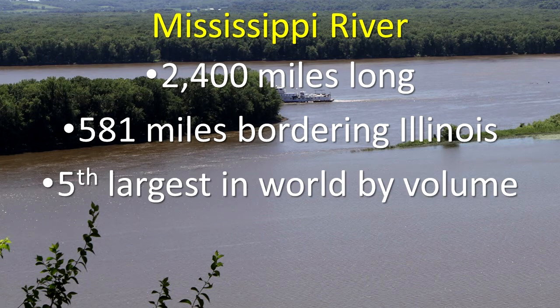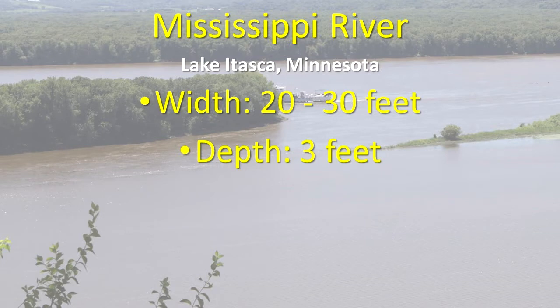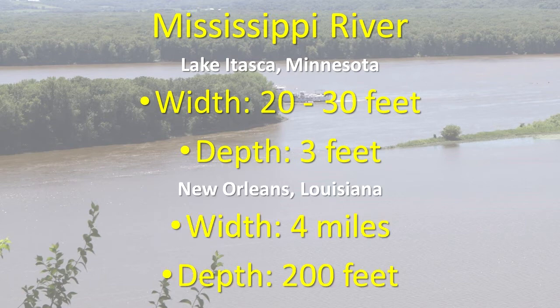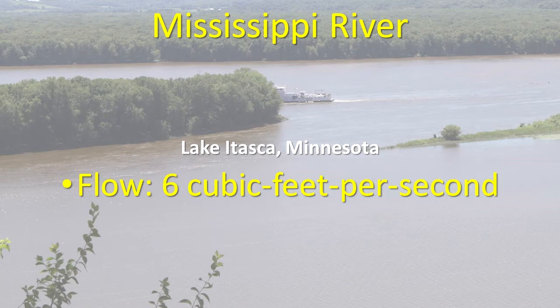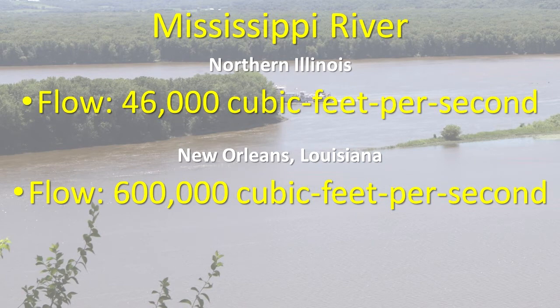By volume, it is the fifth largest in the world. At its headwaters in Lake Itasca, Minnesota, the river is between 20 and 30 feet wide and about 3 feet deep. In New Orleans, Louisiana, where it meets the ocean, the Mississippi River is 4 miles wide and about 200 feet deep. At its headwaters, it has a 6 cubic feet per second flow, 46,000 cubic feet per second flow at the northern Illinois border, and 600,000 cubic feet per second flow at the Gulf of Mexico.